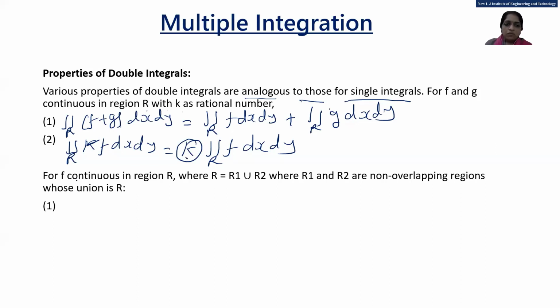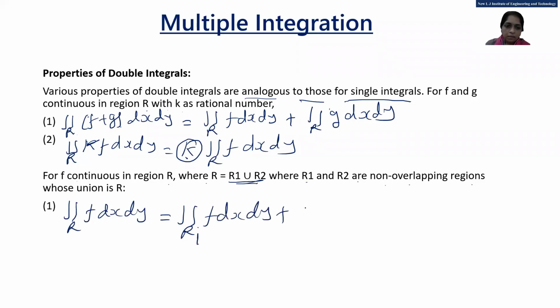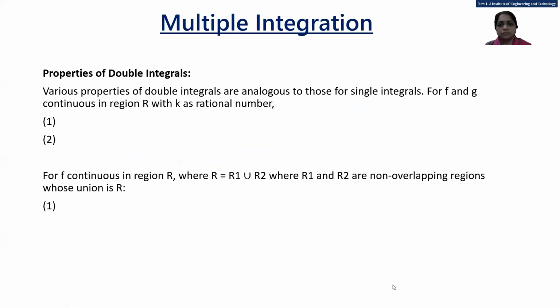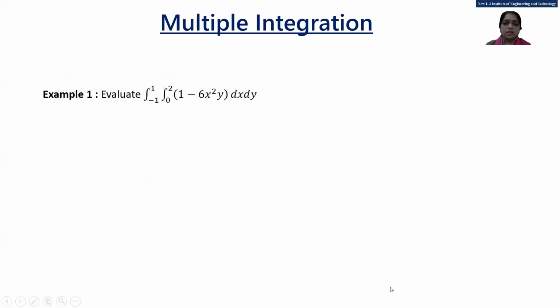And the last, for f continuous in region R, where R is R1 union R2, and where R1 and R2 are non-overlapping regions whose union is R, then you may write the integral over R of f dx dy is equal to the integral over R1 of f dx dy plus the integral over R2 of f dx dy. Okay. So please keep in mind all these three rules for the solution of the examples. Now, let's start the example.